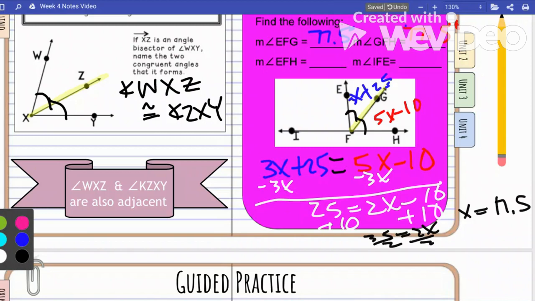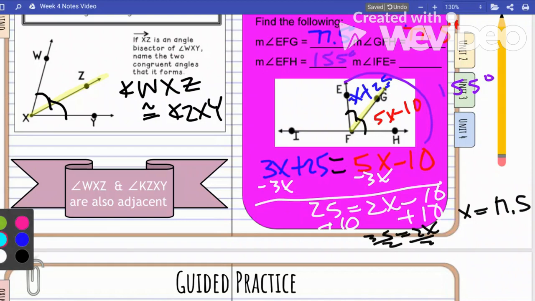Okay, angle EFH, that's this whole thing. So to get angle EFH, we just take 77.5, add it to 77.5. And when we do that, we get 155 degrees. So angle EFH is 155 degrees.